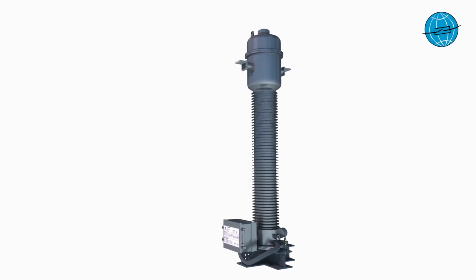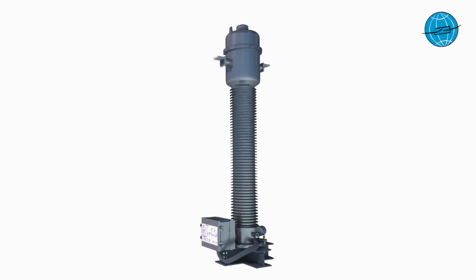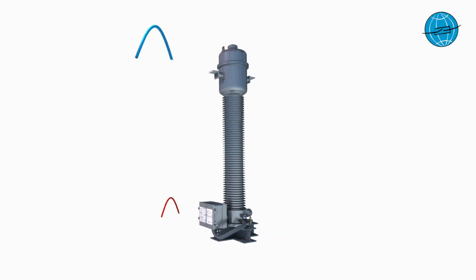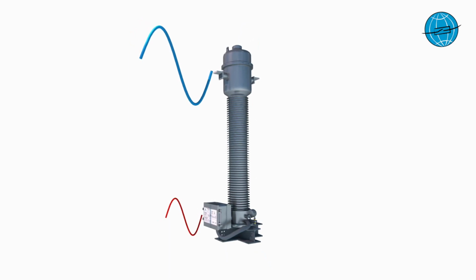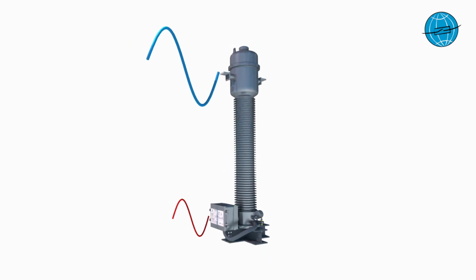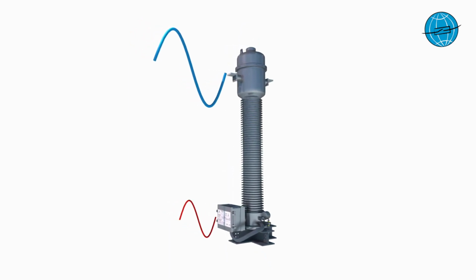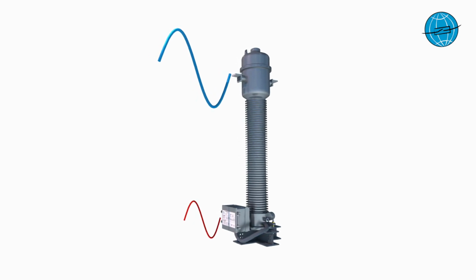Current transformers are used to transform standardized primary currents into standardized secondary currents. The AC currents converted in this way are much smaller than the primary flowing currents and can be directly processed by the connected protection, control and measuring systems. In this video, we look at the basic operating principle of an inductive current transformer.